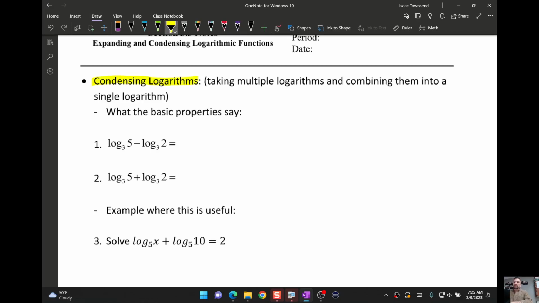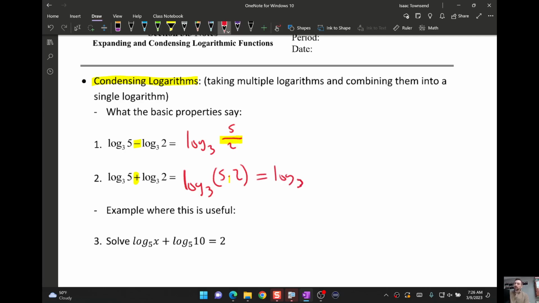So to condense logarithms, what it means is you take two logarithms of the same type, log base 3, and you push them together into a single log base 3. Now the only two ways to condense is if they were separated by subtraction, they're going to condense with division. 5 comes first, so it's the numerator. 2 comes second, so it's the denominator. And if they're separated with addition, you condense with multiplication. Subtraction condenses to division. Addition condenses to multiplication.